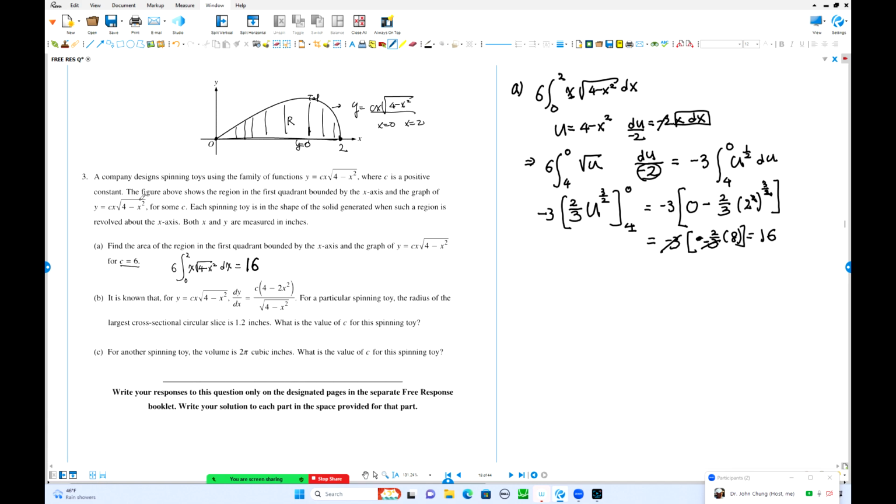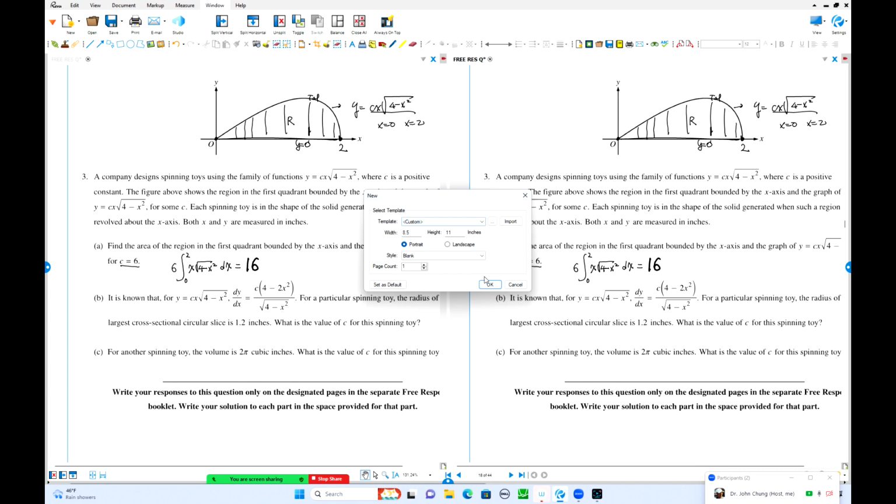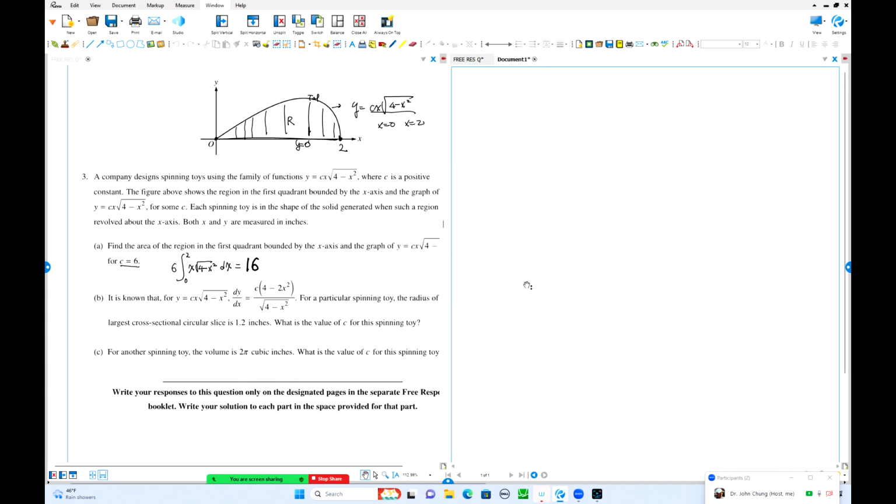So the area under the curve is 16, that is the answer. Okay, I better use, split this one. I need a new one. That is better for me.